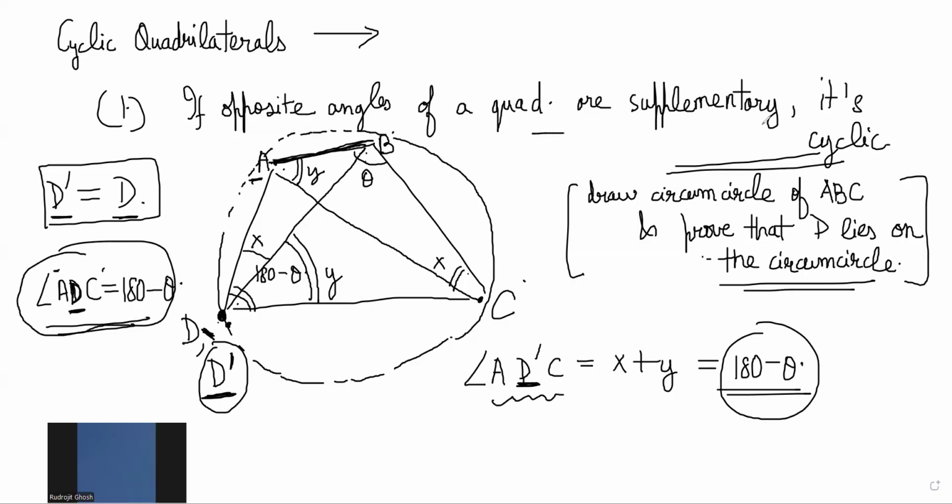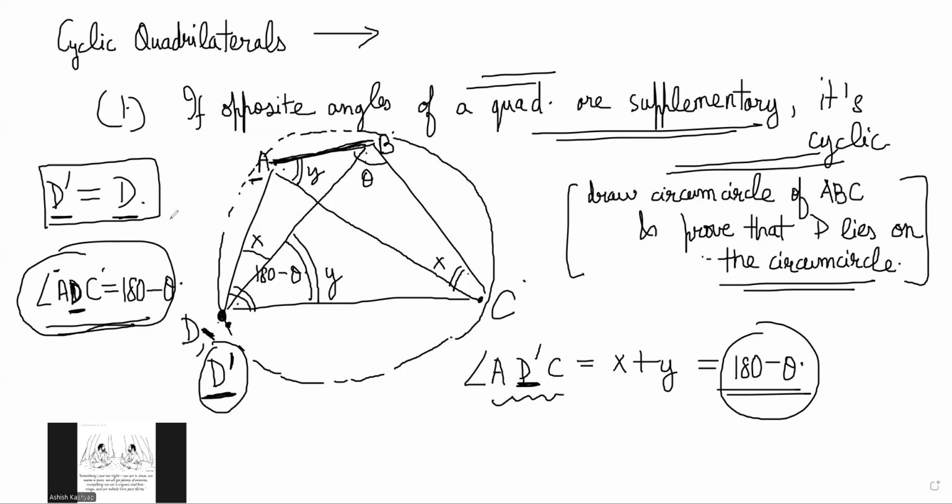Oh, okay, you know that. Opposite angles of the quadrilateral are supplementary, we already know. And you have not proved that we know ADC is 180 minus theta. We don't know that D lies on the circle or not. Okay, so we don't know that.